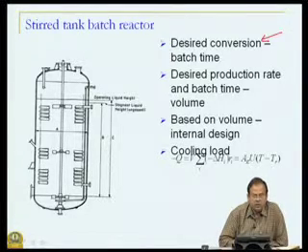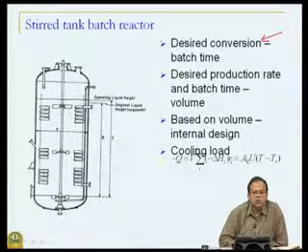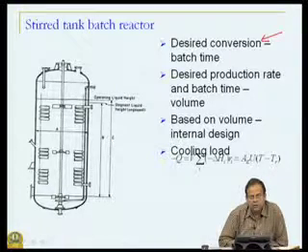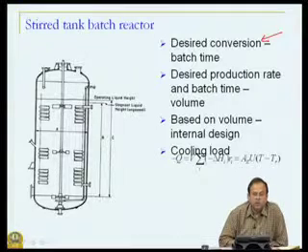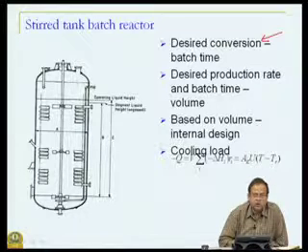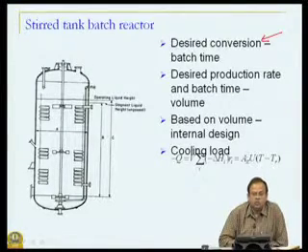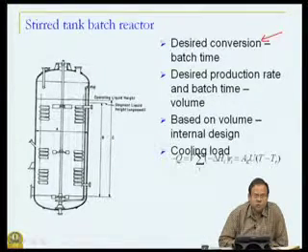Now, knowing the batch time and the desired production rate, typically you will be asked to design for 1000 tons per annum or whatever that quantity is. Then you will decide on the working days that are available to you, and based on these two and the batch time, you will decide how many batches you have to do. Basically, the number of batches is based on the time available in the year and the batch time. So, that gives you the number of batches.